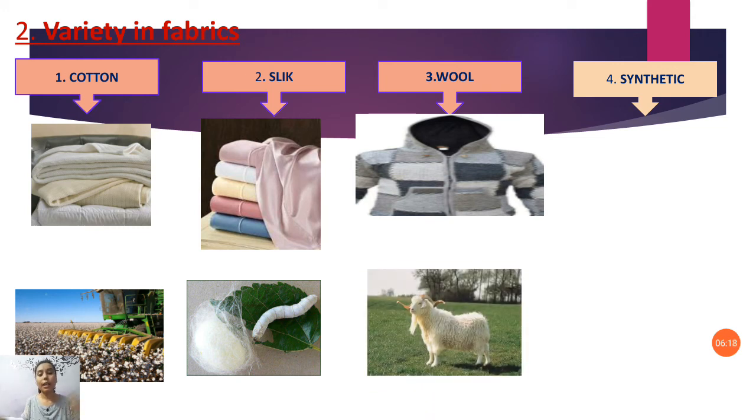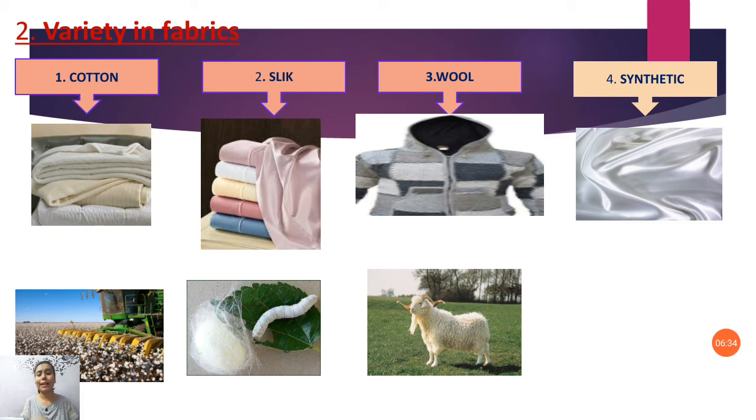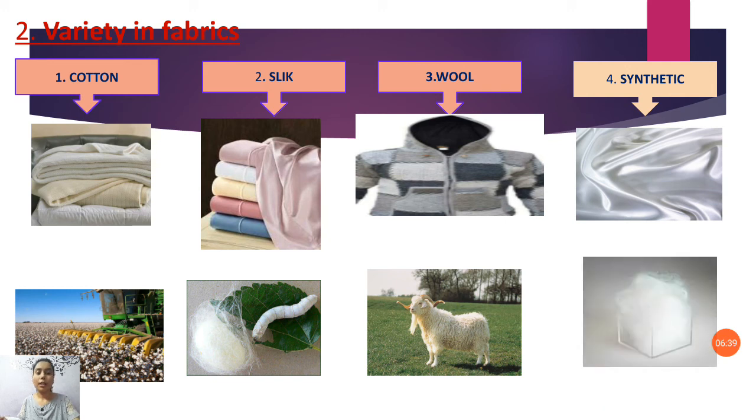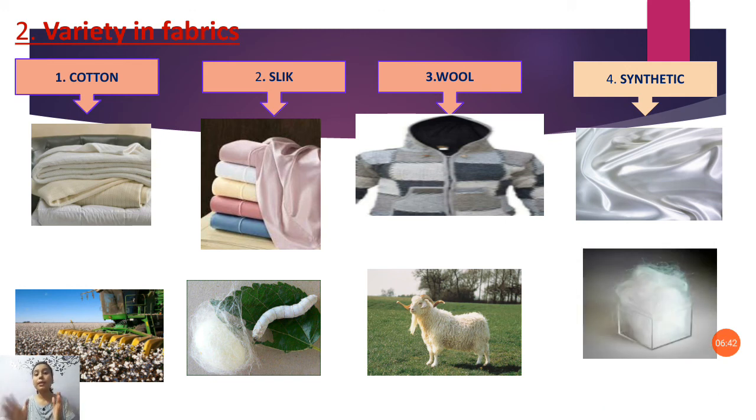Next is synthetic. Synthetic is also a smooth and soft material fabric. These are made by humans. Remember this: cotton, silk, wool are all natural fibers, natural fabrics, whereas synthetic fabrics are human made. They are artificially made by humans. They are synthetic fibers. Okay, synthetic fabrics are made by humans.